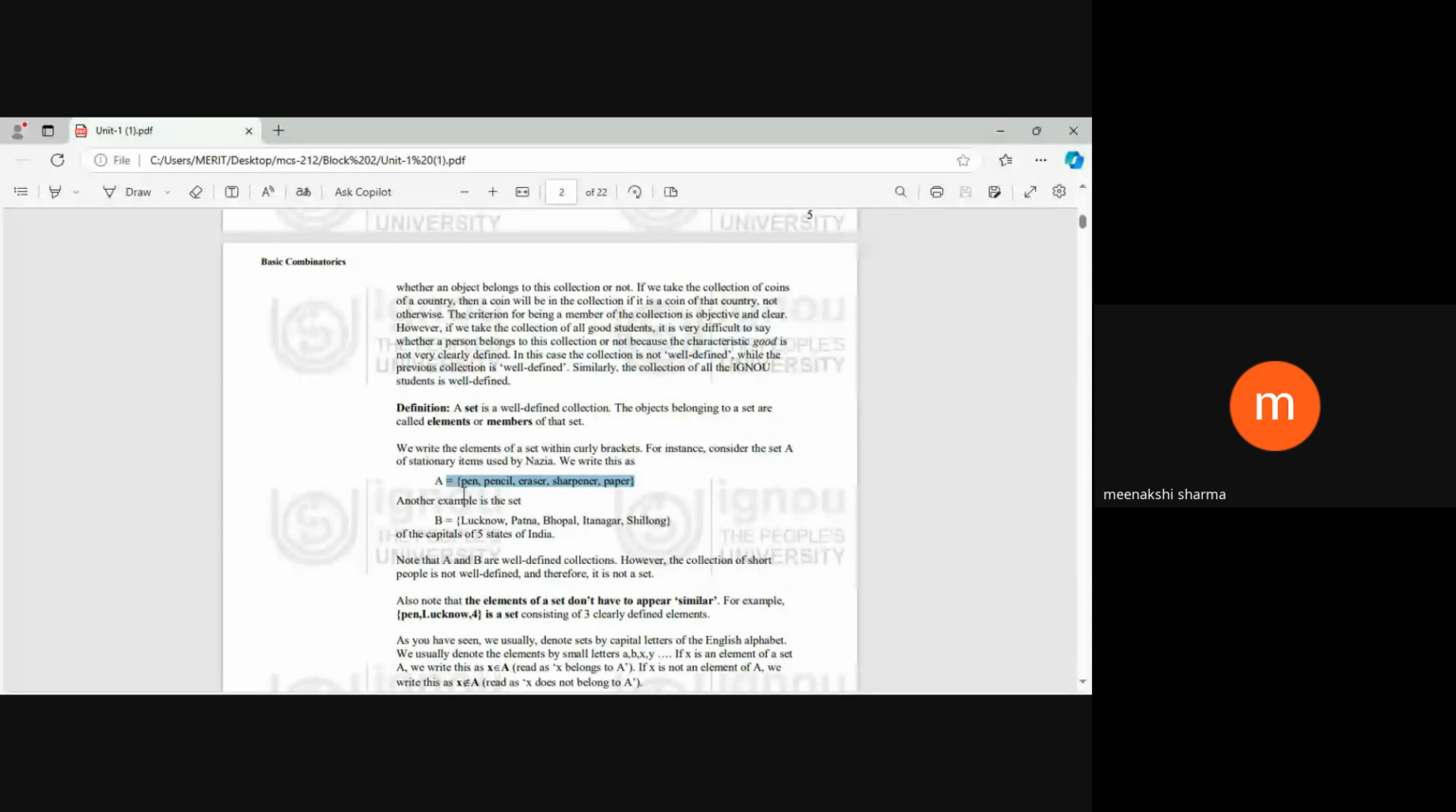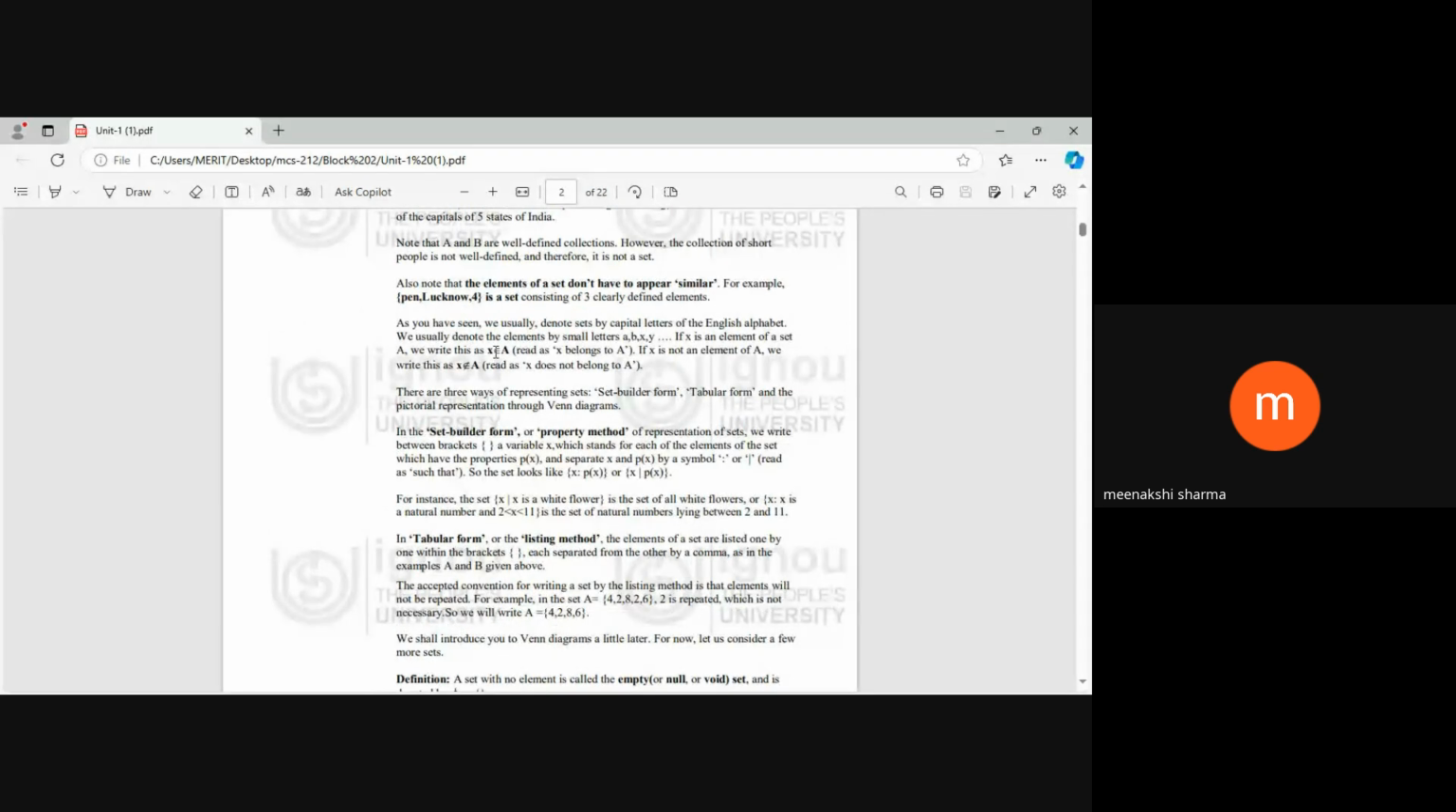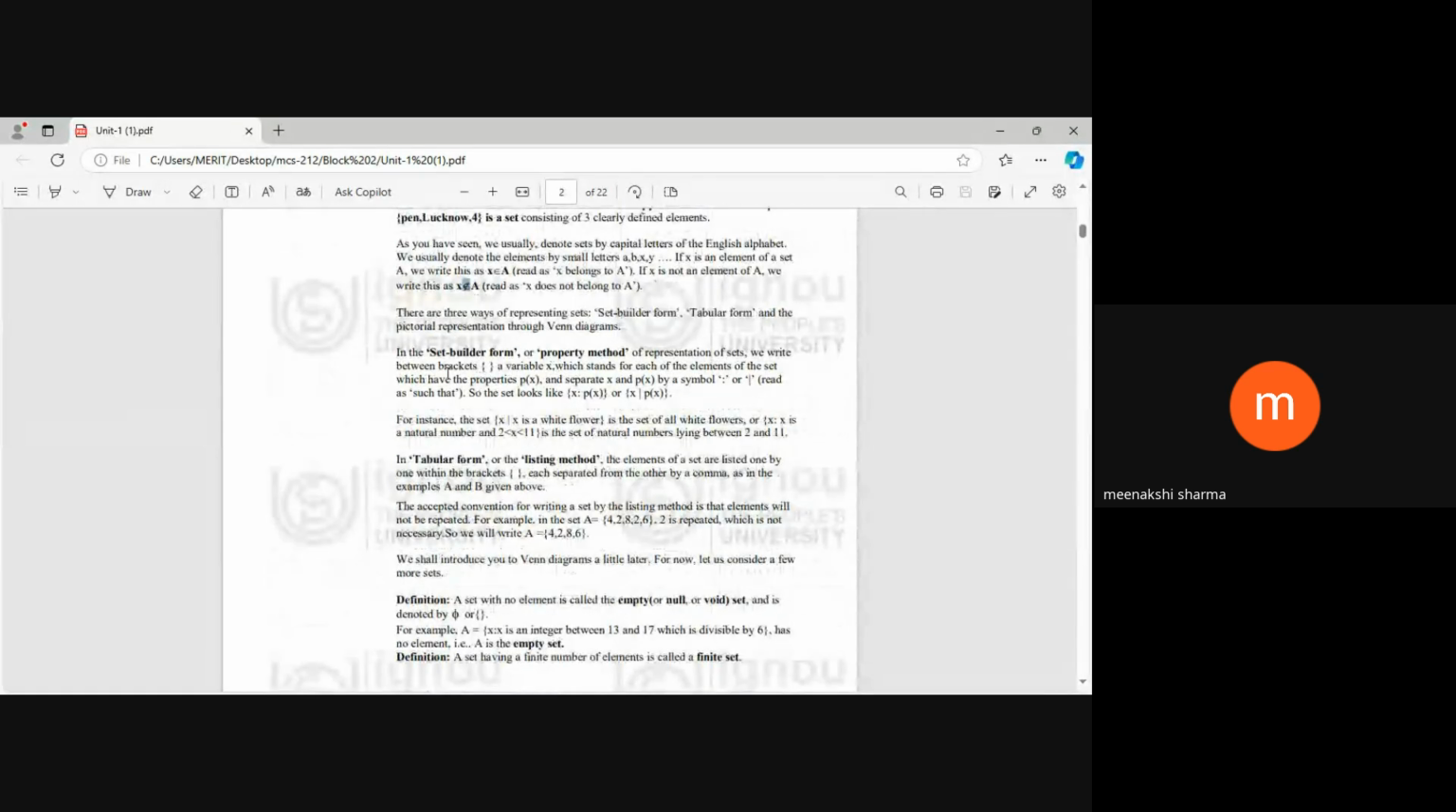B is also a set, but there are cities like Lucknow, Patna, Bhopal. Okay, students. And it is called belong. x belongs to capital A. x does not belong to capital A. And there is also set builder form or property method. Read this. Students, read this green one.